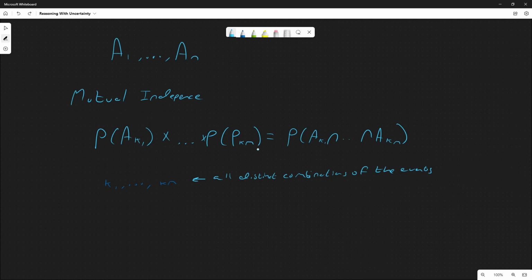It doesn't matter, it is all possible distinct combinations, and we have this equation that multiplying together on the left is the same as what you get on the right. If you have that, then you have mutual independence.